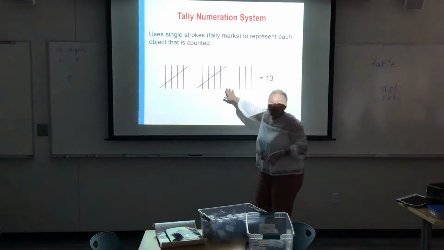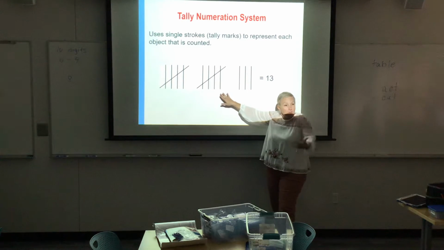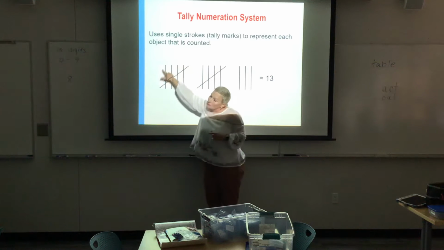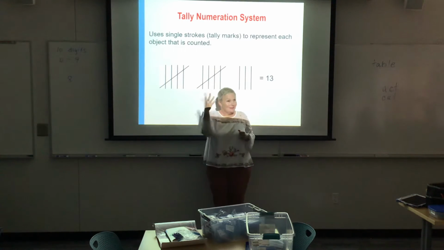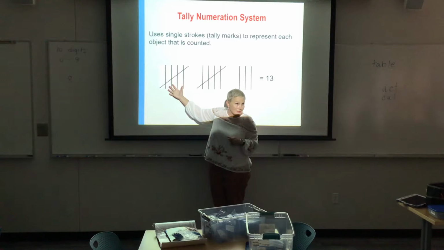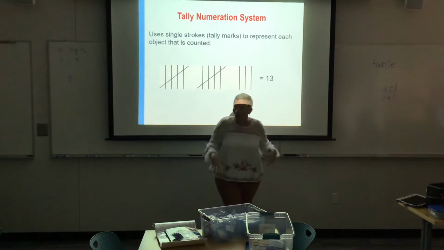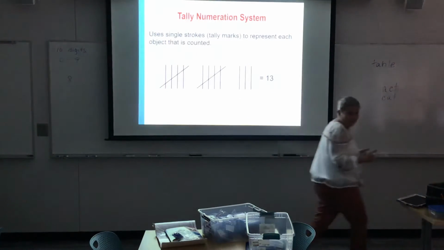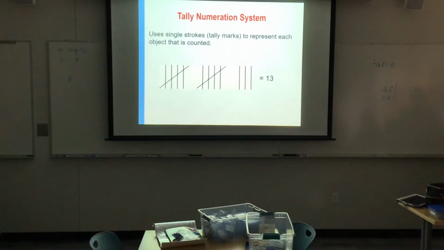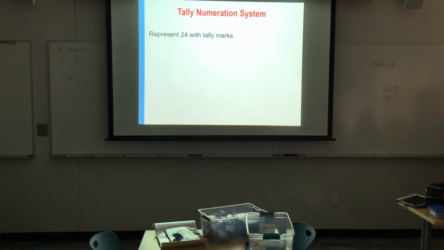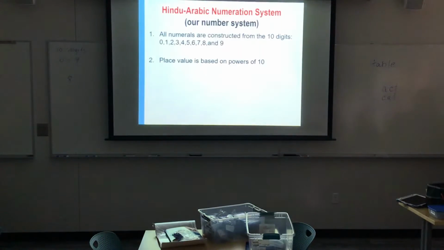Tally marks help promote that one-to-one correspondence. It also helps them because each group of tallies represents one of their hands, so they can relate to that. It's one of our earliest forms of numeration system we do with them. With me? Okie dokie. So, if we had to do 24 with tally marks, we would have 4 groups of 5 and then 4 leftovers, right?